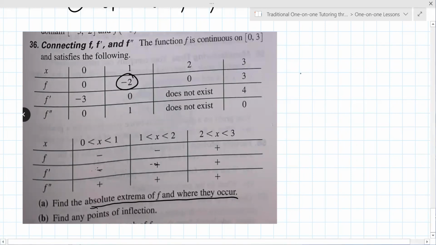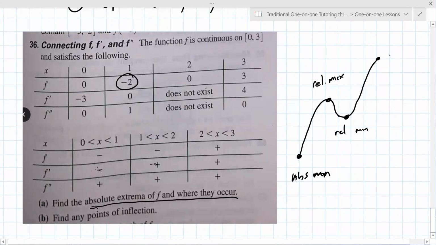Okay, so let me draw a picture where I think it'll have all of this in there. So this is the absolute min. Here's a relative min, relative max, a relative min, and then an absolute max. There are other graphs where the relative min and the absolute min could be the same. The relatives are where the derivatives are equal to 0. The absolutes are either the endpoints or where the derivatives are equal to 0.